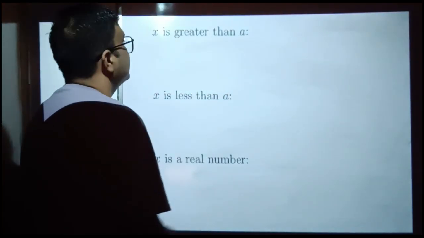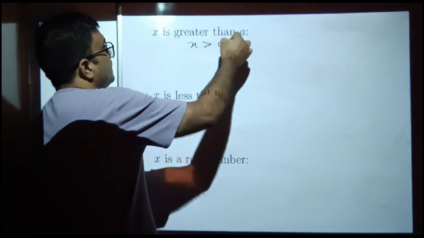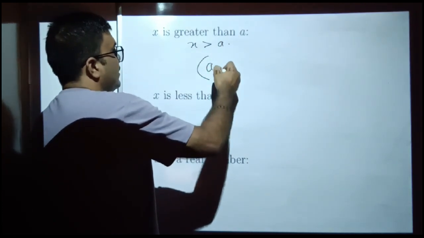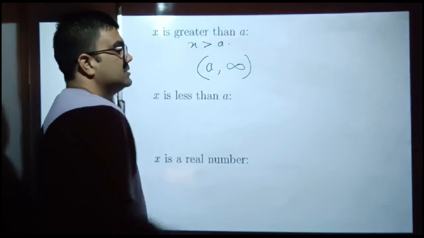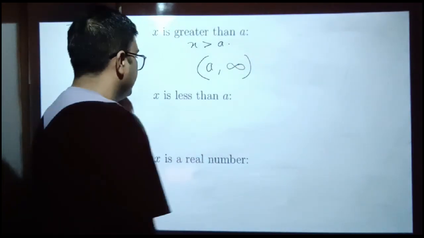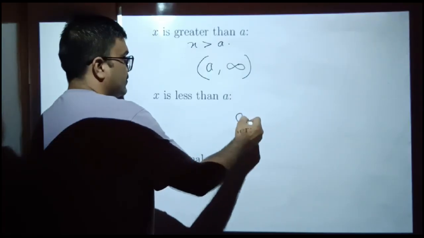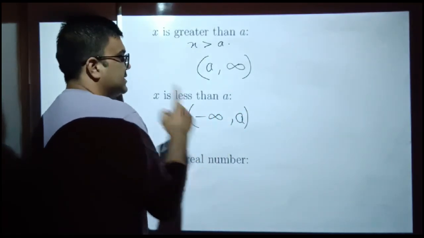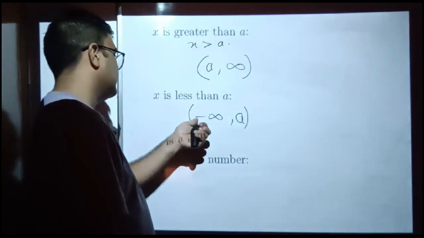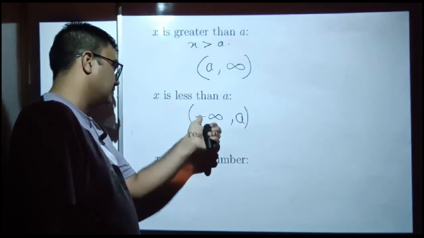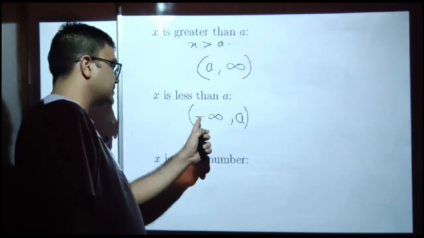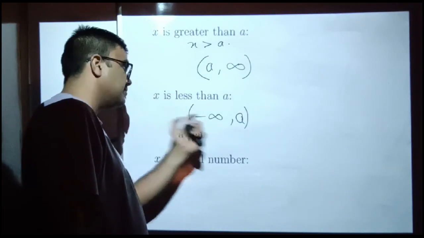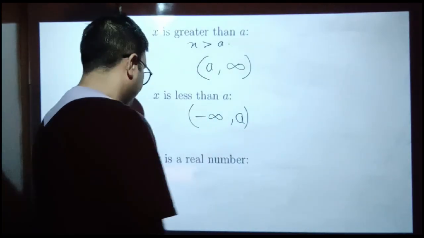Next is x is greater than a. It is a greater than sign, so it means a is not included, and we are talking about all the numbers greater than a. Then x is less than a. All the elements which are less than a, all the real numbers which are less than a. It means we start with minus infinity, moving from this side, considering all the real numbers on the left side of a.